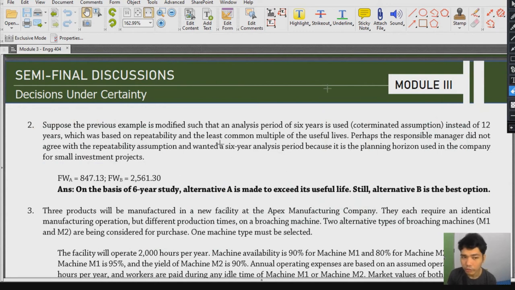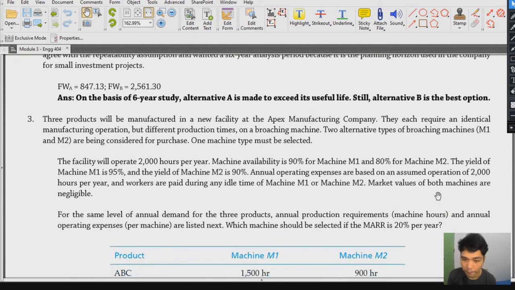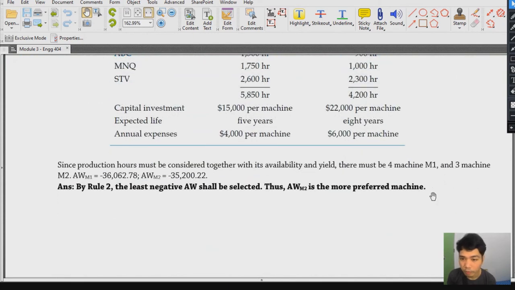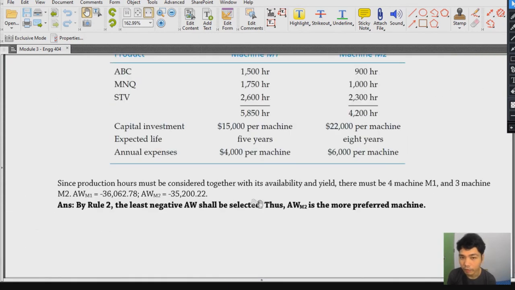By the way, yung answer niya should be something like this: on the basis of the 6-year study period, alternative A is made to exceed its useful life. Still, the alternative B is the best option. Okay, so I think you could do number 3 from this. Gamitin niyo lang yung annual worth.